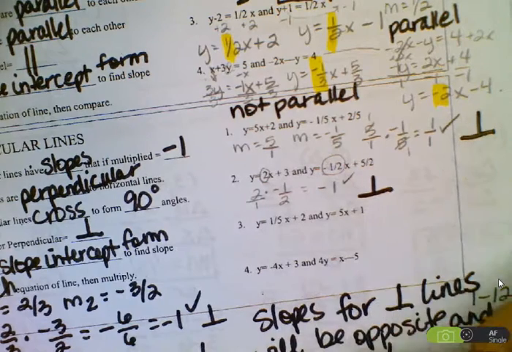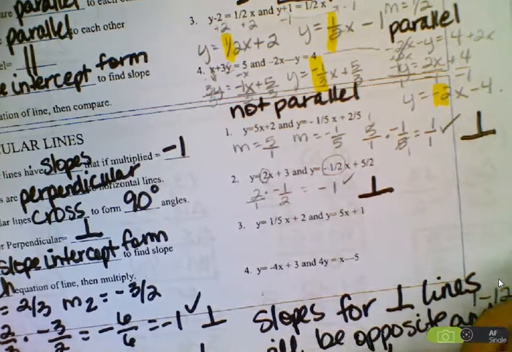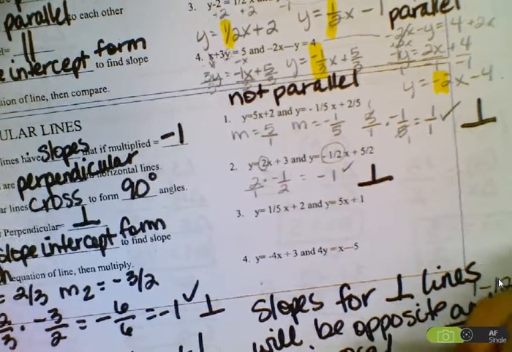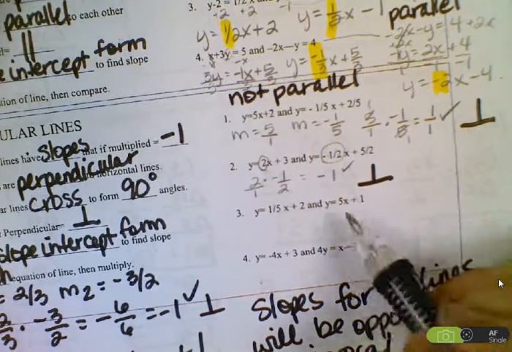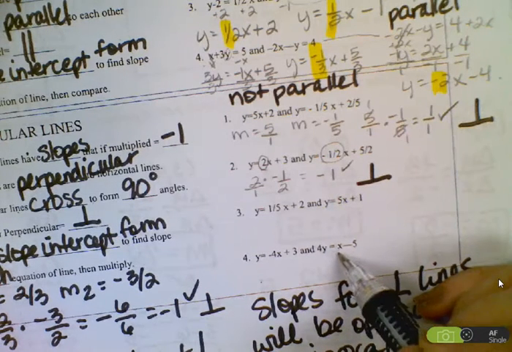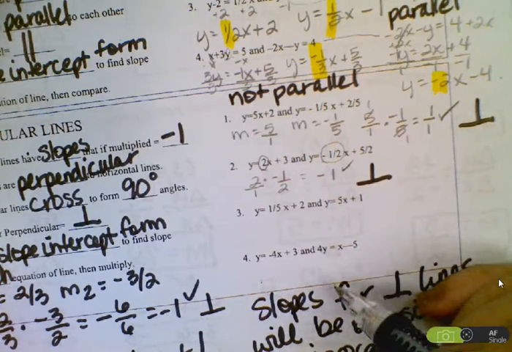Let's see if you can go ahead and do 3 and 4 on your own and see how you do. So hit pause, see if you can try this. This one down here, you're going to need to put in the slope-intercept form. Okay, and then come back and check.